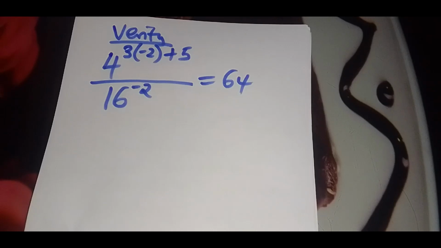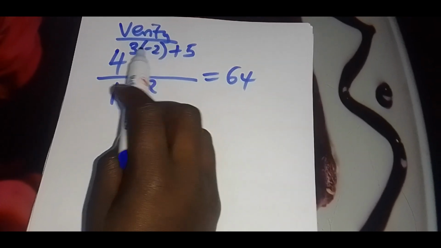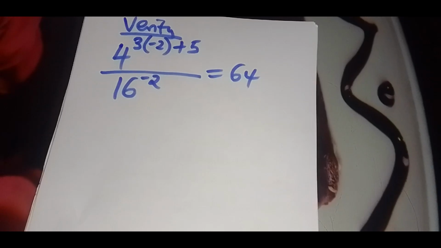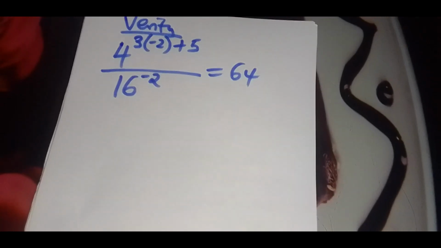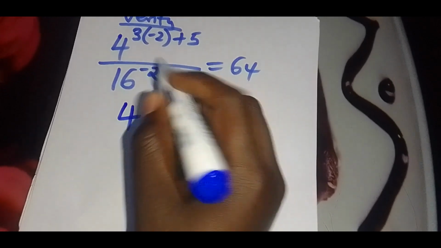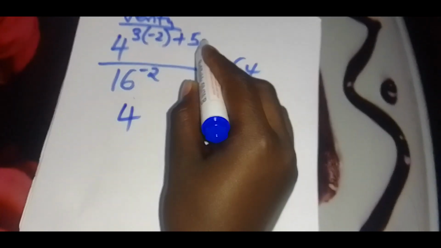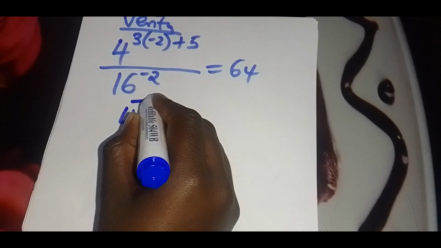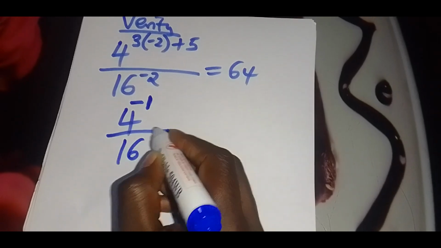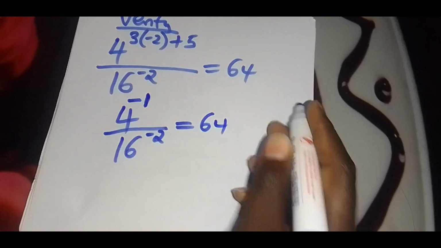We are still verifying that 4 raised to power 3 multiplying by the value of x, which is negative 2, plus 5 divided by 16 raised to power negative 2 should give us 64. Okay, now we have 4 raised to power, this is 3 times negative 2, which is negative 6 plus 5, which gives us negative 1, divided by 16 raised to power negative 2. This is supposed to give us a value of 64.